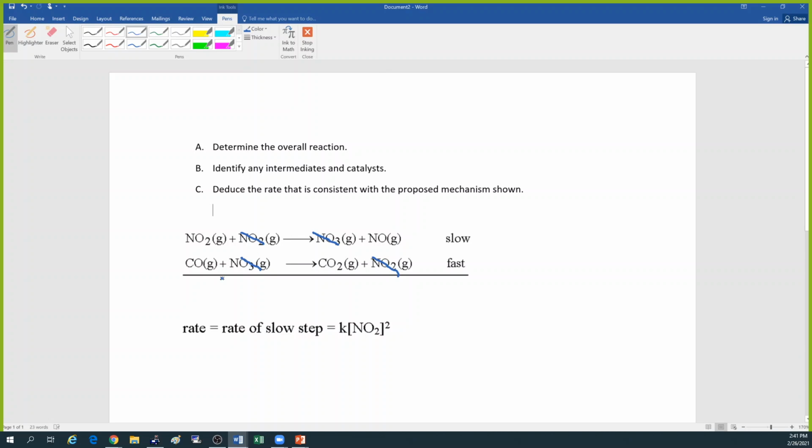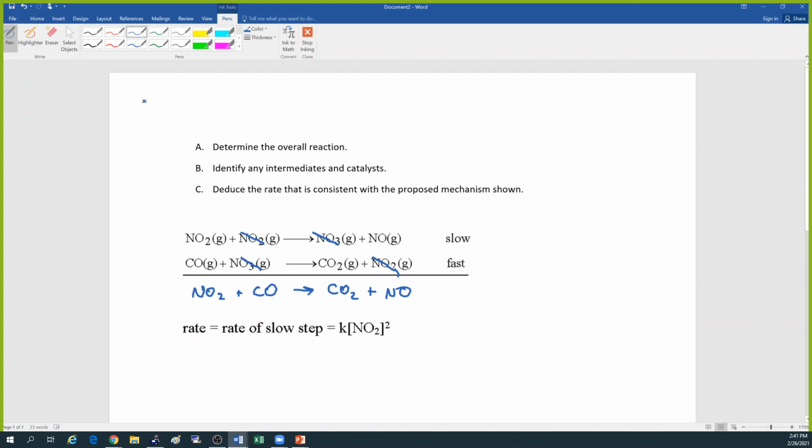And overall, then, it seems to me that NO2 reacts with CO to produce carbon dioxide and nitrogen monoxide, right? I don't see any catalysts here because NO2 is a reactant. I know we started with it and saw some come back in one step, but overall it's still a reactant, so it's not a catalyst.